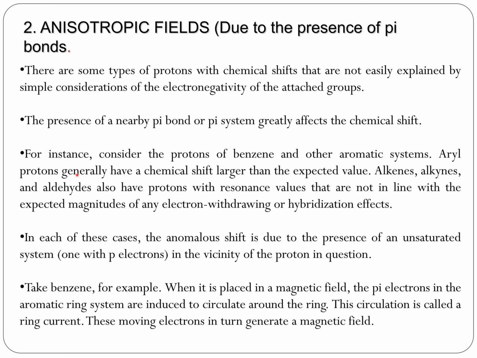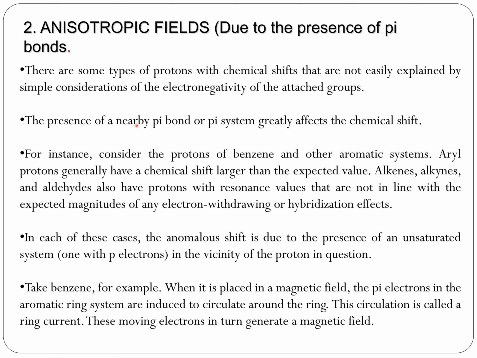Aryl protons generally have a chemical shift larger than the expected value. Alkynes, alkenes, and aldehydes also have protons with resonance values that are not in line with the expected magnitude of any electron withdrawing or hybridization effect. In each of these cases, the anomalous shift is due to the presence of an unsaturated system in the vicinity of the proton in question.